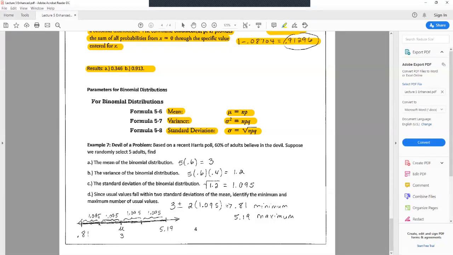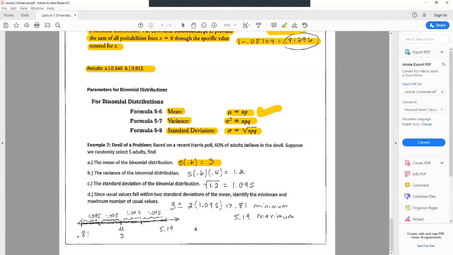Based on a recent Harris poll, 60% of adults believe in the devil. Suppose we randomly select 5 adults. Find the average. Well, on average, how many adults would say that they believe in the devil? The average is just n times the probability. That's going to be 5 times 0.6, which is 3. So on average, if you ask 5 adults if they believe in the devil, 3 people would say yes on average.